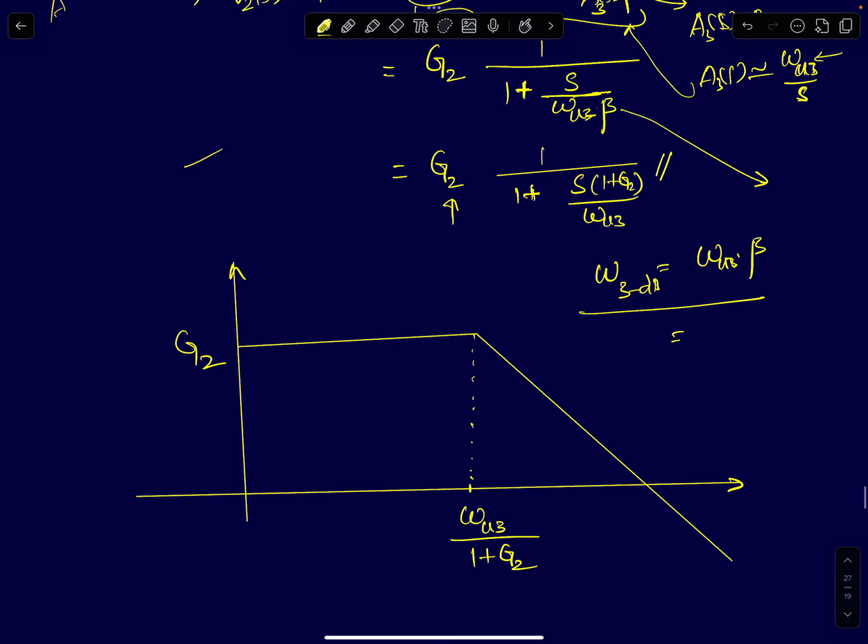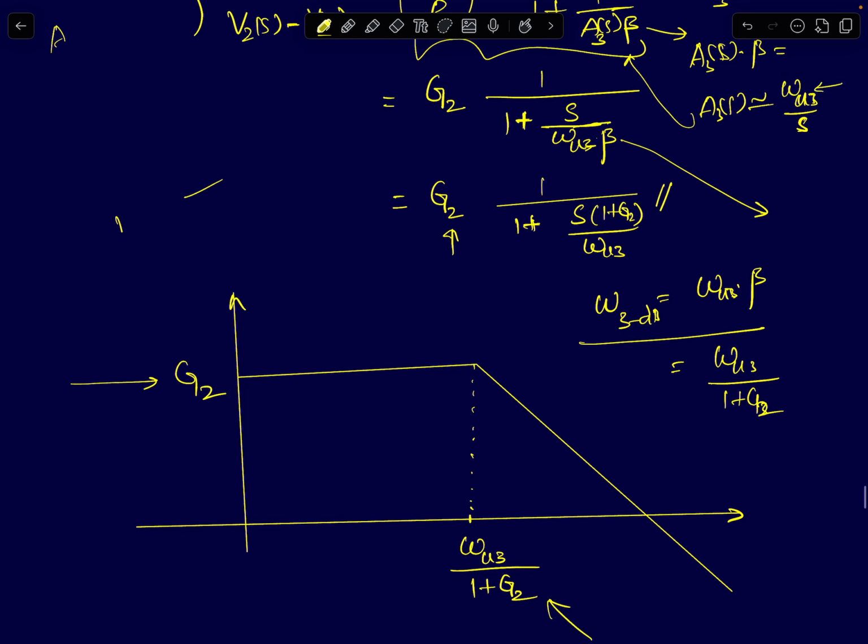And since beta equals 1 by G2, the 3 dB bandwidth of the second stage, with omega U3 being the UGB, is given by omega U3 by 1 plus G2. The DC gain of this second stage is G2. And this here is simply V0 of S upon VO2 of S minus VO1 of S. That's the second stage transfer function.